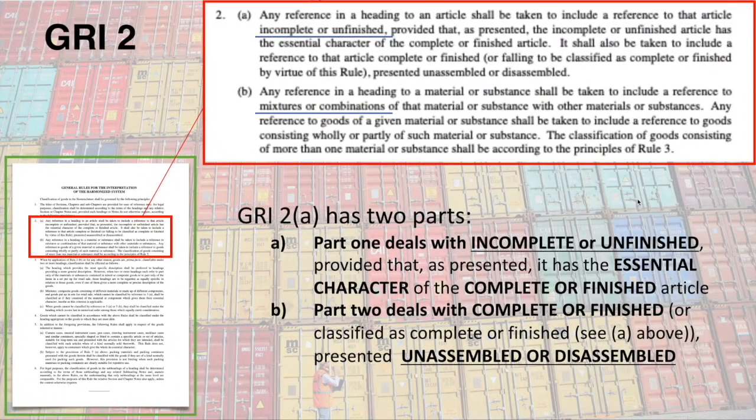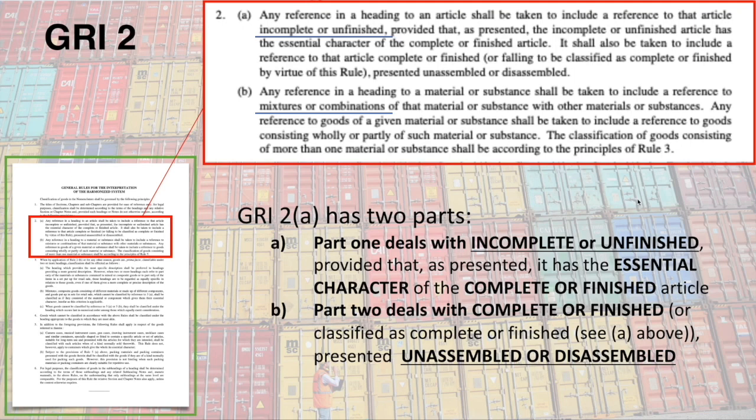Well, rule 2 has two parts. Part A, indicated by the letter A, refers to merchandise that could not be classified with rule 1 because it is incomplete or unfinished. The second part, identified with the letter B on the screen, refers to finished or complete articles that are unassembled or disassembled.